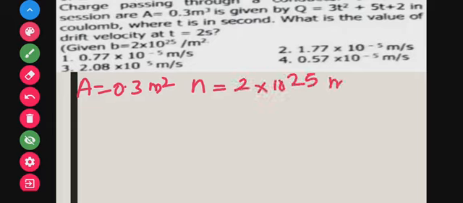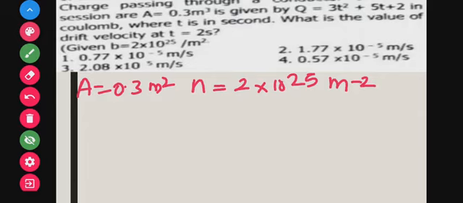Charge passing through a conductor of cross section area A equal to 0.3 meter cube is given by Q equal to 3t square plus 5t plus something, where t is in second. What is the value of drift velocity at t equal to 2 seconds? So they have given you the area, area is 0.3 meter square, and one value I cropped, that n is given. So n is 2 into 10 to the power 25 meter minus 2, and they have given you the charge value.